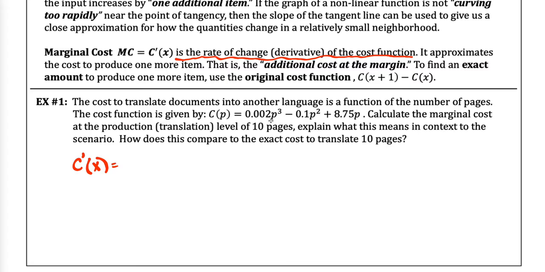So c prime of x would be 3 times 0.002, so 0.006 p squared, minus 0.2p, plus 8.75. And then to find the marginal cost of 10 pages, I would just plug 10 in. Now, I'll just pretend like I did the work, and I'll tell you it's $7.35.